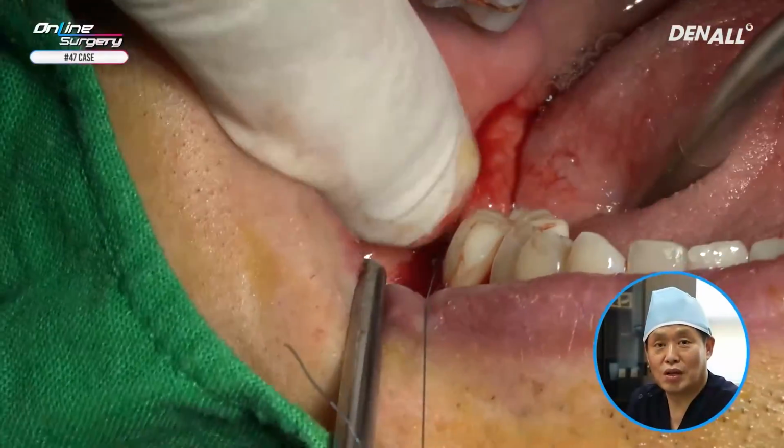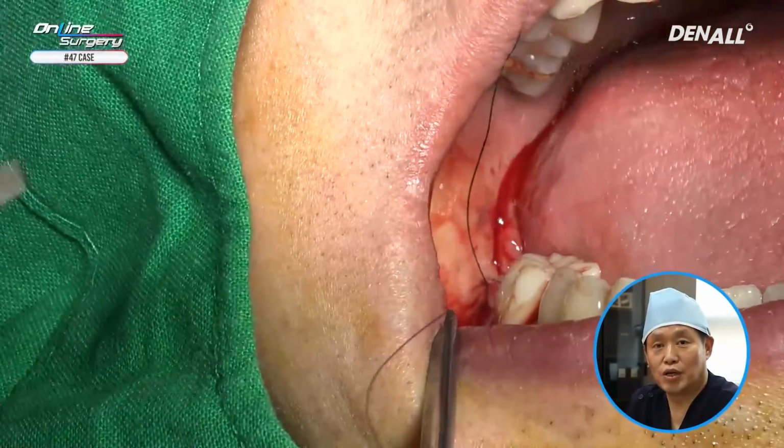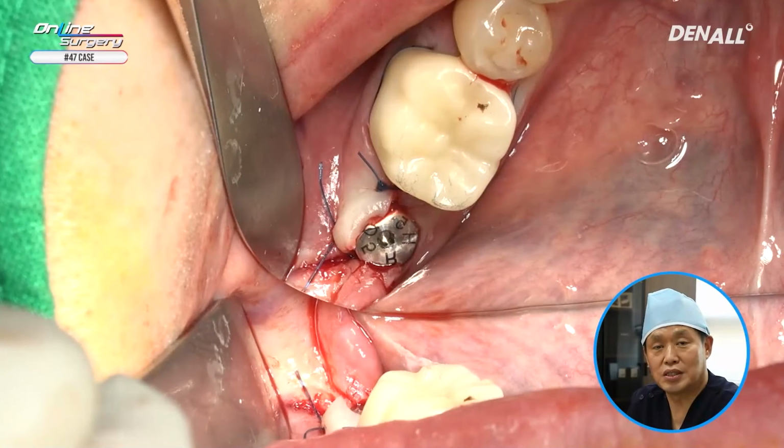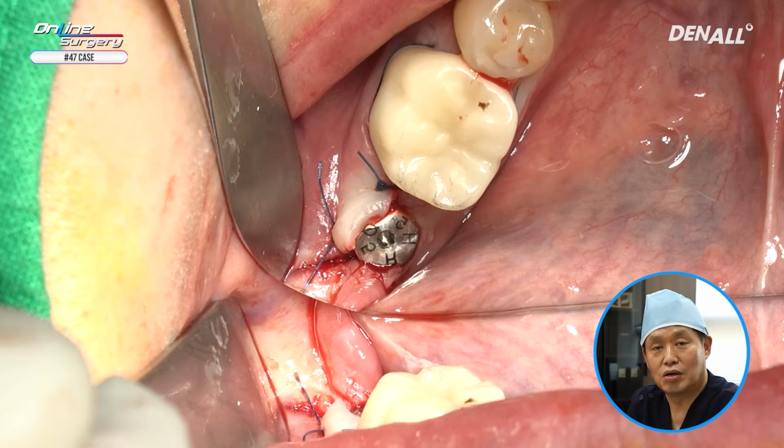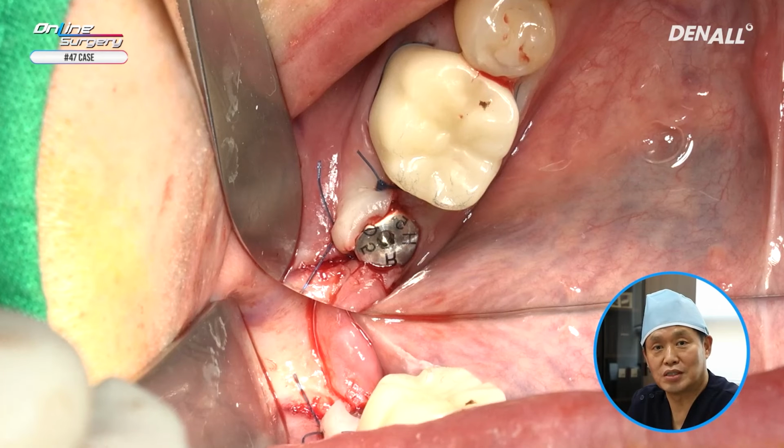Once suture is done, surgery is complete. When you use OneGuide, you think that flapless is a must, but if you reflect the flap a little bit, you can preserve the attached gingiva. This was a surgery case for number 47 using OneGuide.